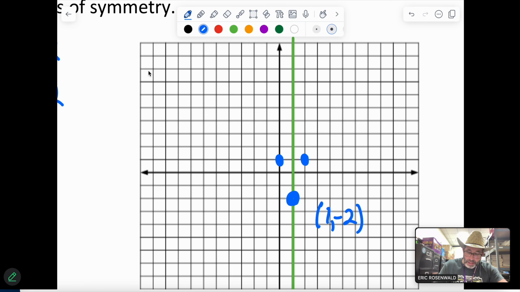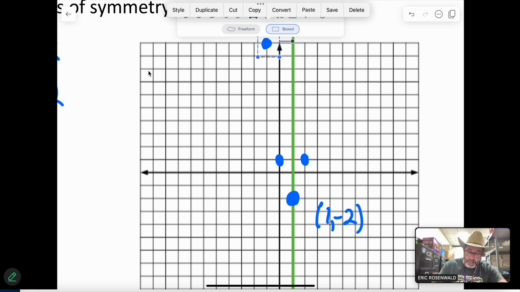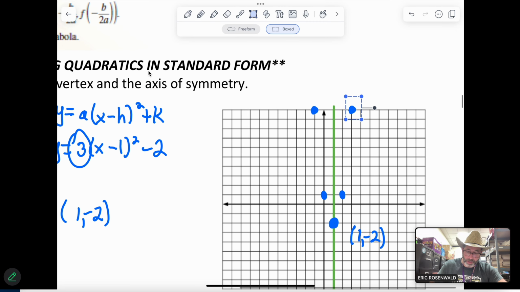Okay. And then my other point is normally 2 away. Let me go ahead and make that. So my other point is usually 2 away and 4 up. Well, 4 times 3 makes this 12 up. So this is 4, 5, 6, 7, 8, 9, 10, 11, 12. And I will duplicate that and put that on the other side. And there is your curve.